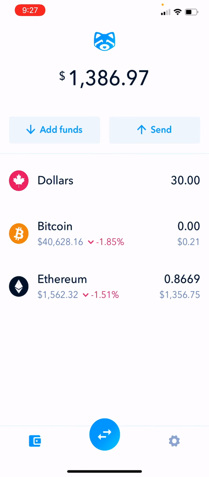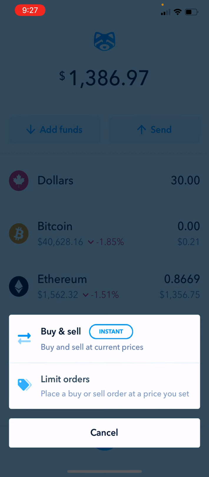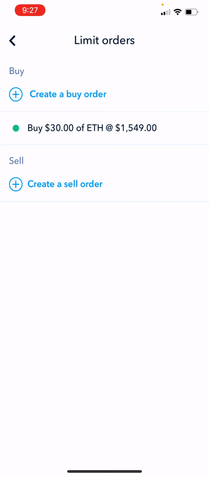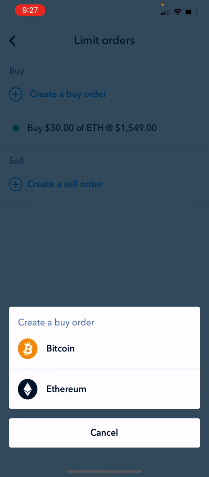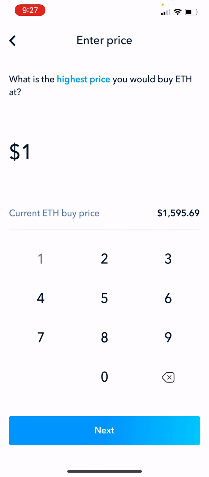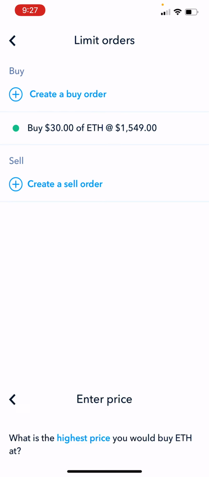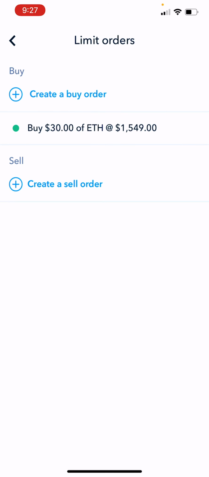Now, if you want to be a little smarter, tap double arrows, do limit order. So you can predict Ethereum's going to be at a specific price, say 1,500, right? And then when it goes downward, you can buy in at that. It triggers at that price that you want. Same with the sell orders, okay?